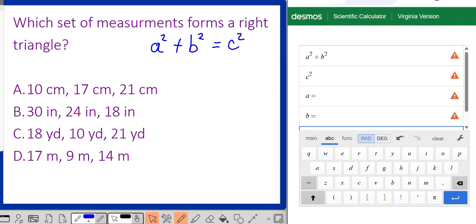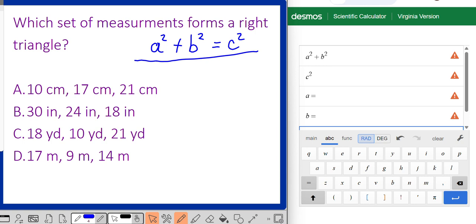Hey, this question is asking which set of measurements forms a right triangle. So please remember that to be a right triangle, your leg squared plus your leg squared has to be exactly the same as your hypotenuse squared. But you have to know which number is which to be able to do this.